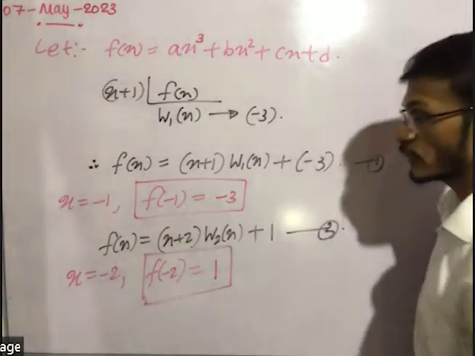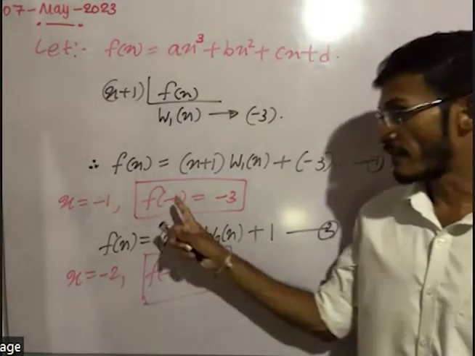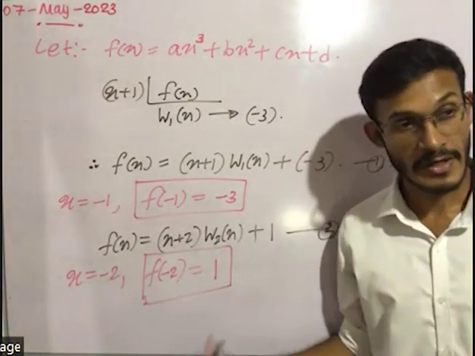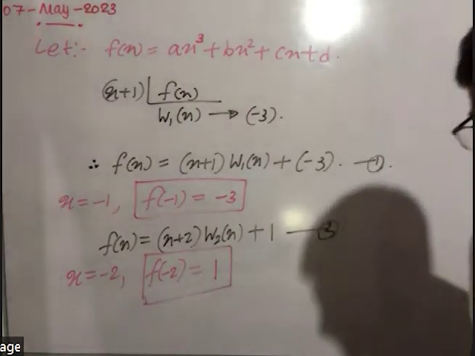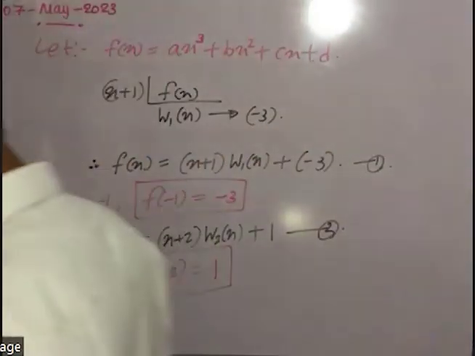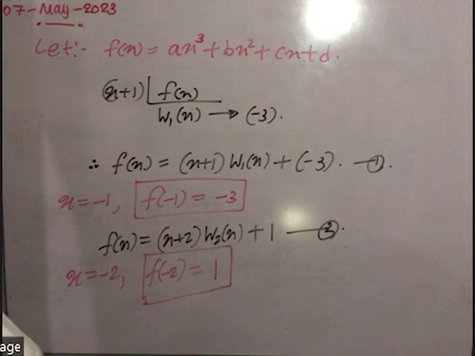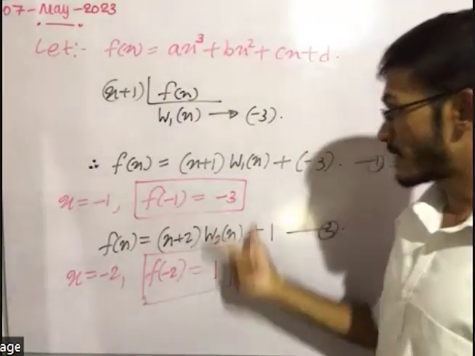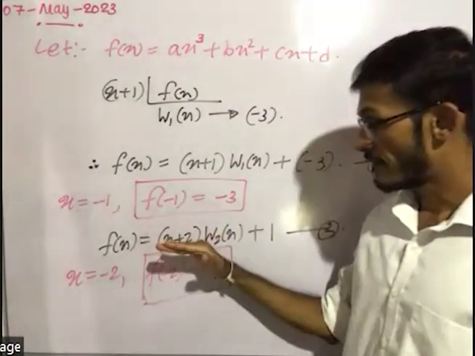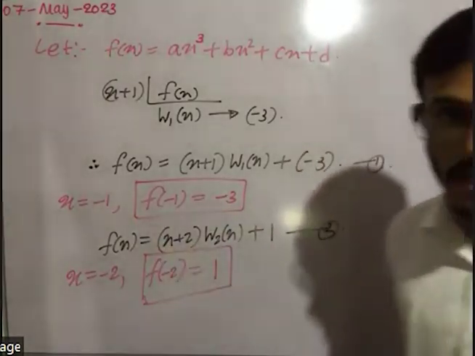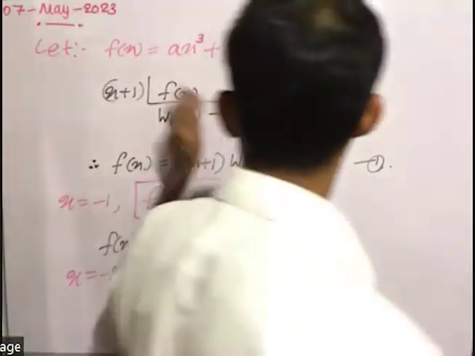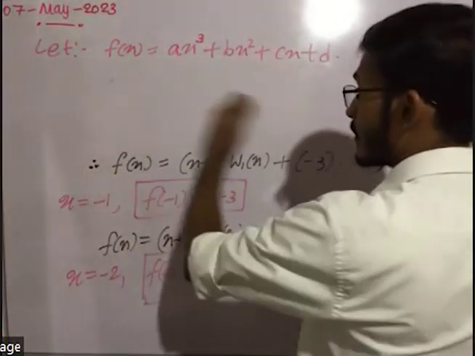Now we have two expressions. First one is f(minus 1) is equal to minus 3. Second one is f(minus 2) equal to plus 1, right? Now same way we can write down the other two expressions. They have given that when f(x) is divided by x plus 1, the remainder is minus 3. When f(x) is divided by x plus 2, the remainder is plus 1. And they have given that x minus 1 is a factor of f(x).